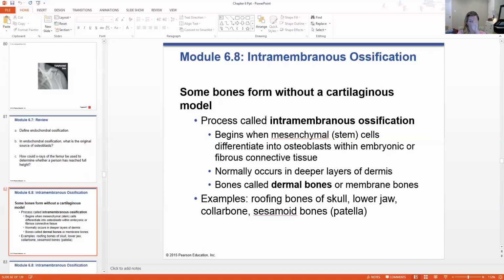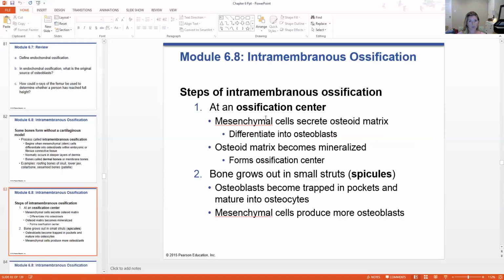Examples of these include some of the roof bones of our skull, some of those inner bones in there, our jawbone, our collarbone, and our patella, our sesamoid bone, all formed through intramembranous ossification. In other words, there was no cartilage there. It just grew from the connective tissue lining because the mesenchymal stem cells differentiated into osteoblasts.